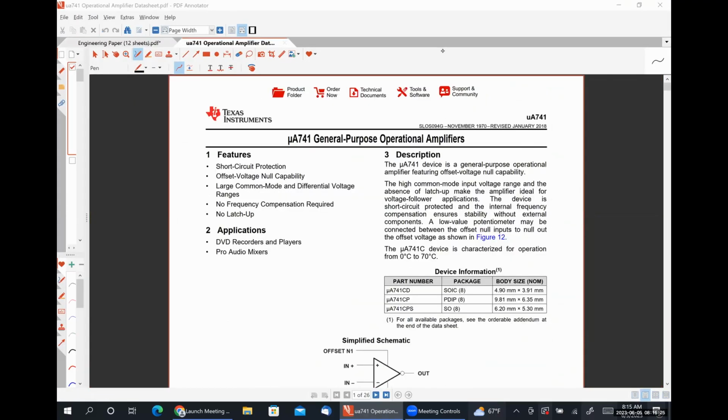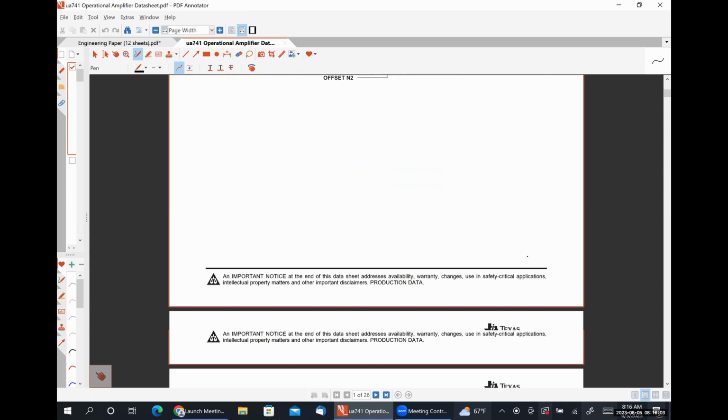So what I've pulled up here is the data sheet for a µA741 general purpose op amp from Texas Instruments. This particular op amp was invented, if you will, in the early 1960s, I believe. It is one of the most commonly used op amp circuits in existence. It's used in lots of simple signal processing circuitry for things like guitar effects pedals, simple radios and things like that. A lot of consumer electronics.